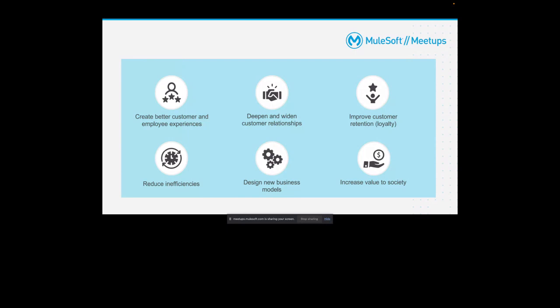Design new business models. For example, who would have thought in the 1990s that you would be booking your taxi from your mobile phone? Who would have thought there would be a mobile phone? These are all processes of design thinking: how to solve the problem and what the most efficient design should be. And then again, it increases value to society.